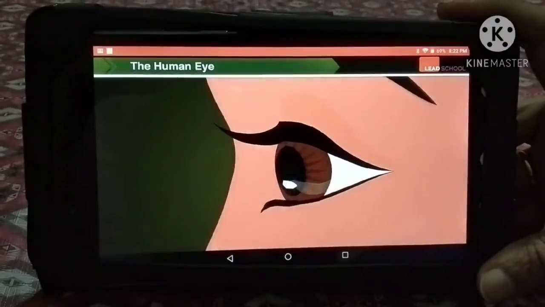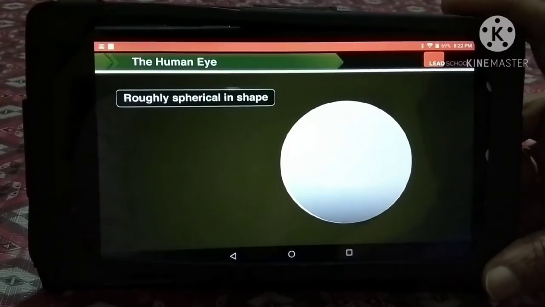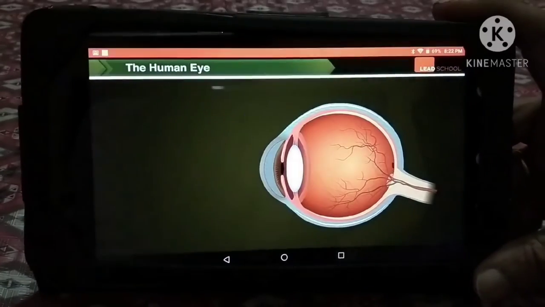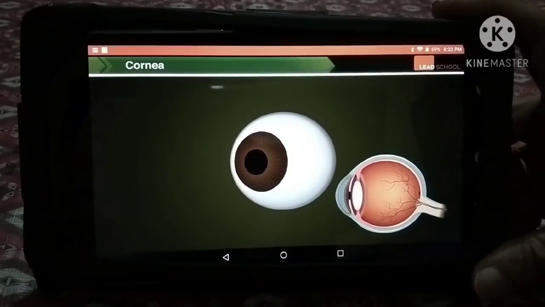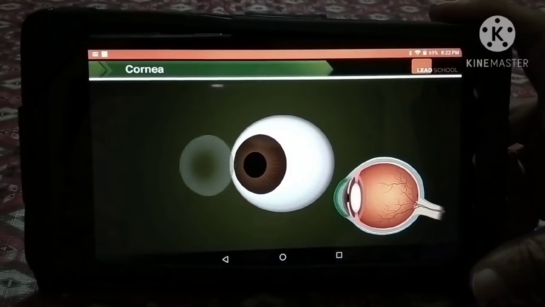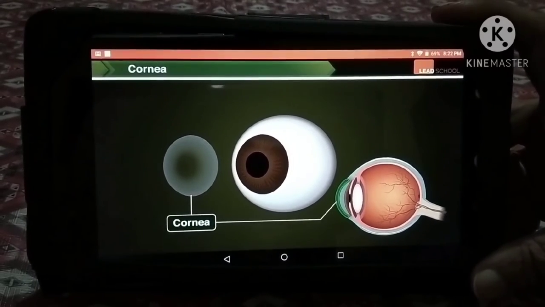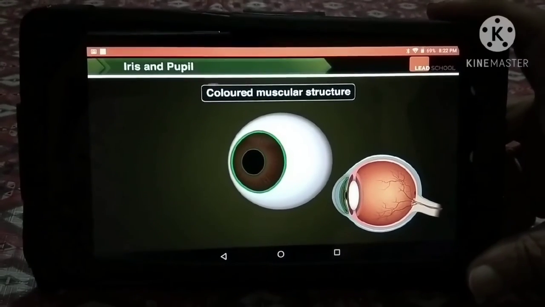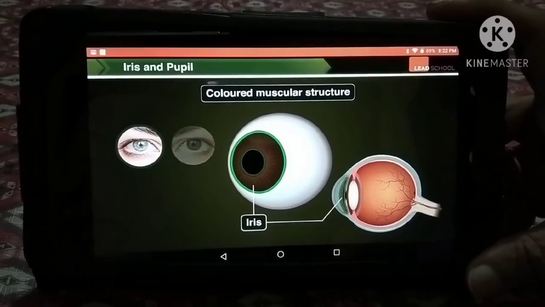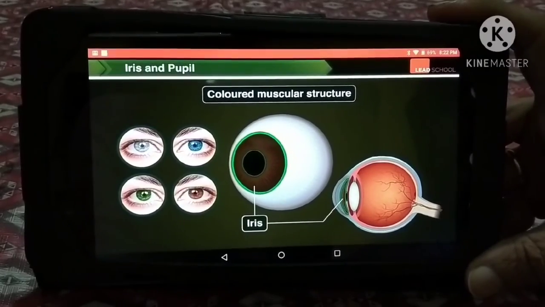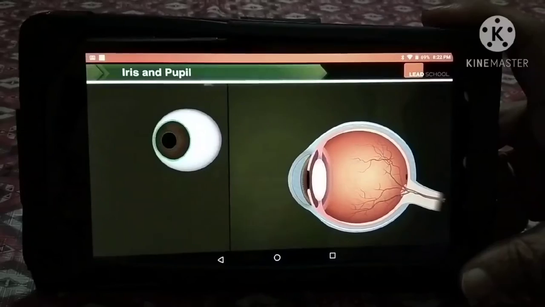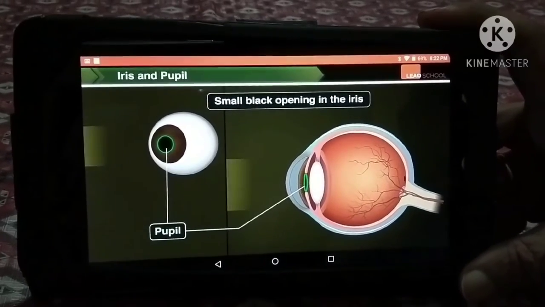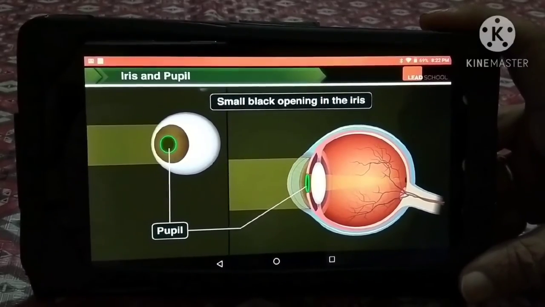The human eye is roughly spherical in shape. It has a white outer coating which protects the interior of the eye. Light enters our eye through the exposed transparent area called the cornea. Behind the cornea is a colored muscular structure called the iris. It gives a characteristic eye color to different people. The iris has a small black opening called the pupil, which allows the light to enter further inside the eye.